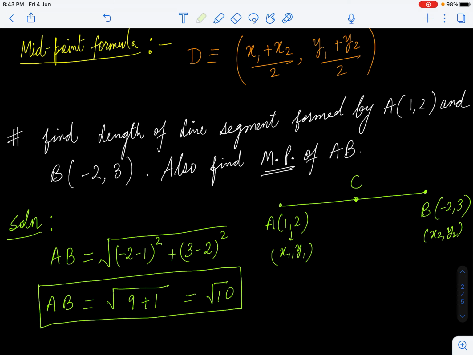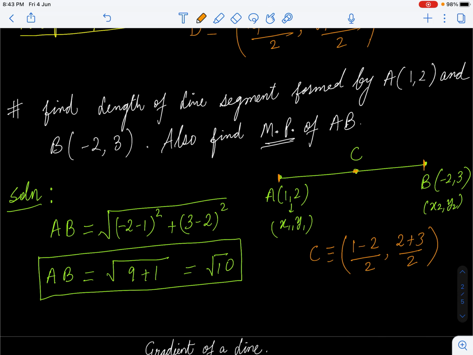Now the next question they are asking is the midpoint of A and B. So this line segment has a midpoint which is C, and we need to find its coordinates. The midpoint is nothing but (x1 plus x2) by 2, (y1 plus y2) by 2. The way I remember is to take the average. Take the average of the x coordinates: 1 minus 2 divided by 2, comma, y coordinates: 2 plus 3 by 2. Just take the average of it and you will get the midpoint.